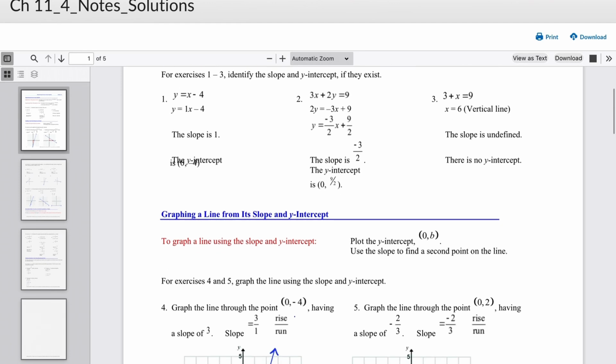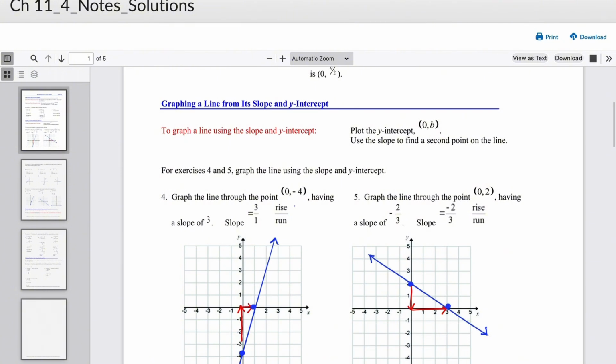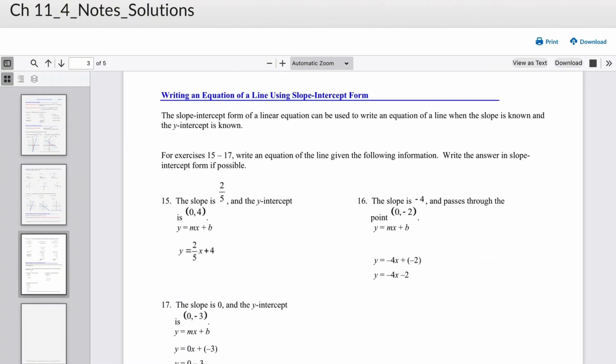And then graphing a line using its slope and y-intercept. And then you can see what that looks like. So you usually have to plot a point, and then you can use the slope to find another point. And then as you can see here, there are more examples. And then we move on to writing an equation of a line. So writing an equation in slope intercept form, you have to be given a slope and then a point, and then you substitute those points in, and then you figure out what the equation of a line is. Whatever point they give you is going to actually be on that line.